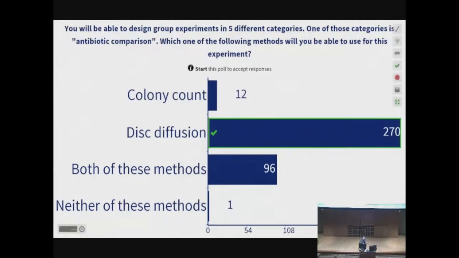All right, this is a little bit trickier. There are 12 different experiments you can actually conduct in this lab module, and they are in 5 different categories. And those categories are described in details in the lab manual. And make sure that you know which methods, either disk diffusion or colony count, you can use for those. So in this case, disk diffusion was the correct answer.